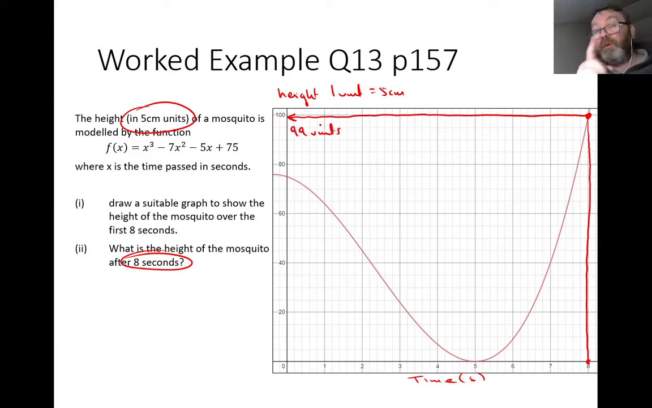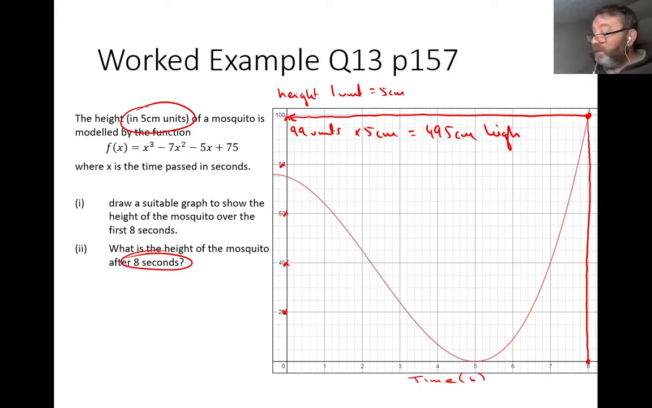But the height of 1 unit is 5 centimeters. That's what the question tells me. So I have to multiply that by 5 centimeters, and 99 times 5 is, whoops, sorry, turn on your calculator to comp. So 99 times 5 is 495 centimeters high. So that's the first one. Okay, so just keep in mind that every box that's along the y-axis represents 5 centimeters in height. So 20 would be 100, 200, 300, 400, 500, and so on.